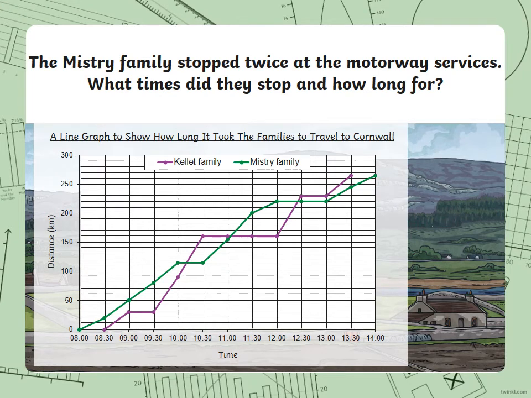The Mystery family stopped twice at motorway services. What times did they stop and how long for? Pause the video and see if you can work it out. You can tell on the graph that the family have stopped because the line goes flat. The distance isn't increasing. So the first time that the Mystery family stop is at 10 a.m. and they stop for half an hour, from 10 till 10:30. The second time they stop is at midday, 12 o'clock, and they stop for 1 hour until 1 o'clock.